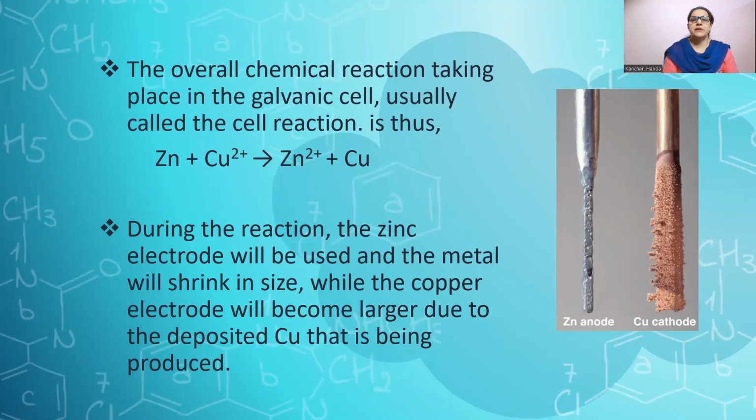The overall chemical reaction taking place in the galvanic cell is usually called the cell reaction. Here is the equation for the same. During this reaction, the zinc electrode will be used up and the metal will shrink in size, while the copper electrode will become larger due to the deposited copper that is being produced.